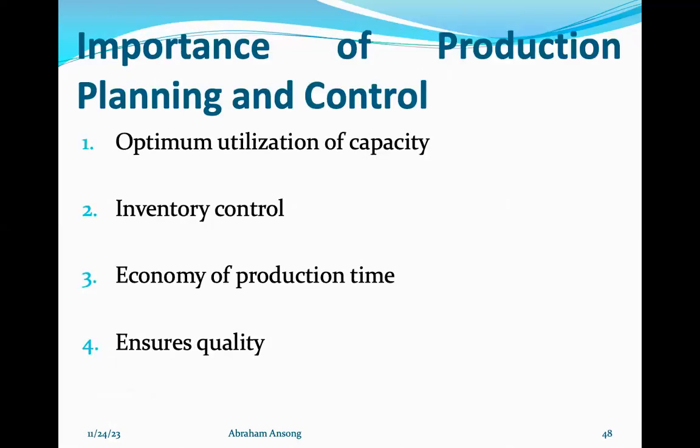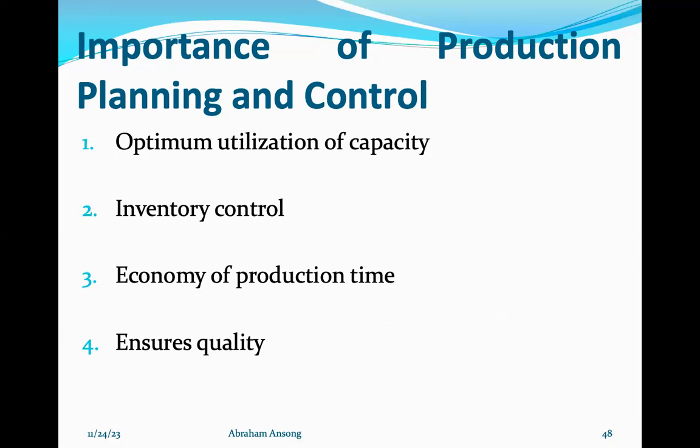So the importance of production planning and control from all the discussions that we've had so far is that it could lead to optimum utilization of capacity, because you've planned the process, all right? So you know the quantities you'll be producing and so on and so forth. There could be optimum utilization of capacity. It helps in inventory control because you've planned everything. You know the quantities you need, at what time you need them, okay?